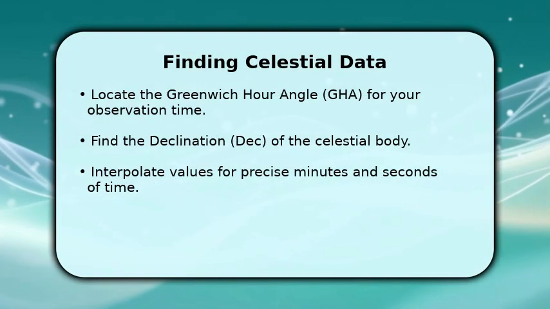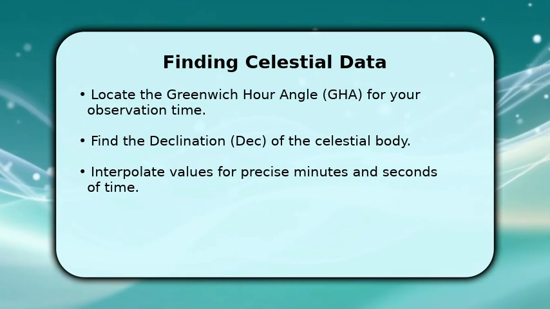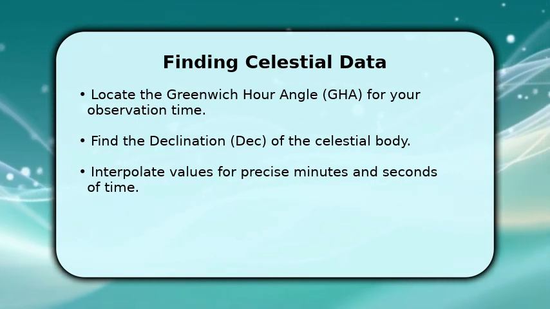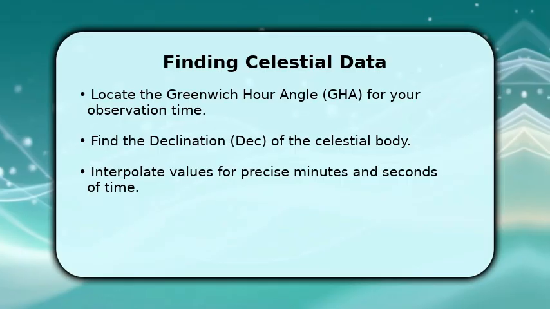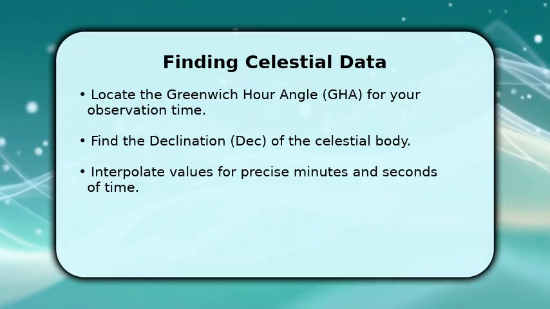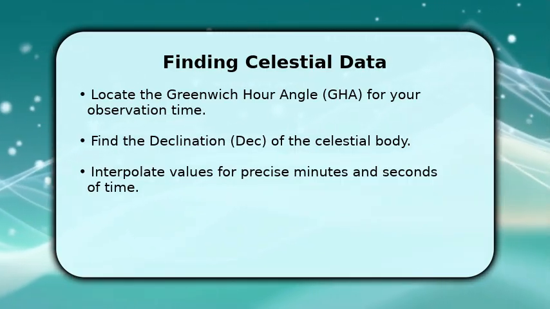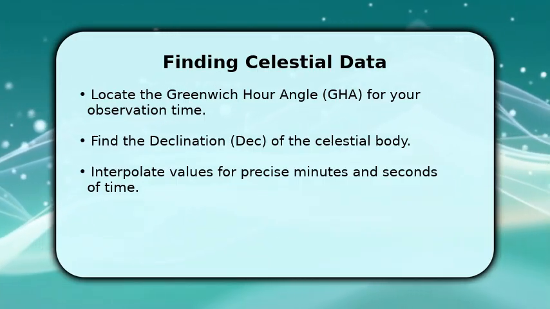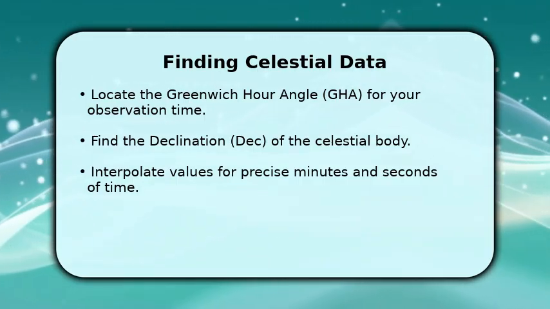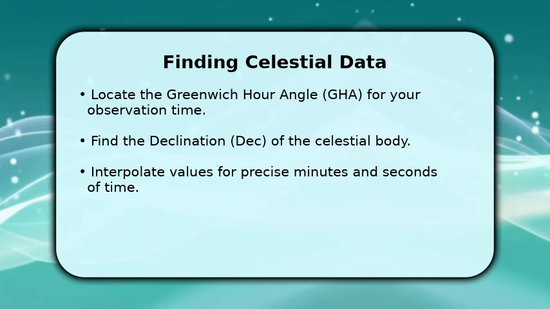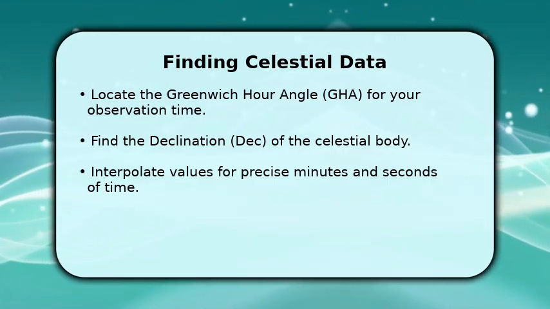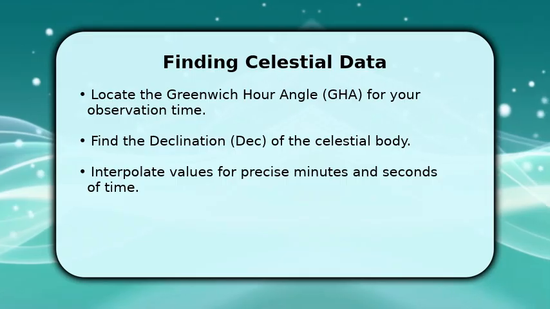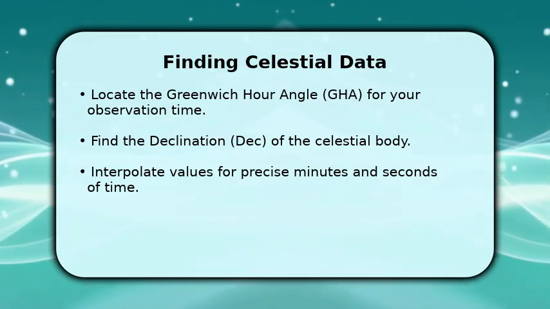To begin, you'll need to find the Greenwich hour angle, or GHA, and the declination for your chosen celestial body at the exact moment of your observation. The almanac provides these values for every hour. For more precise readings, you'll interpolate between the hourly entries for the specific minutes and seconds. Remember to also apply necessary corrections for factors like dip, refraction, and parallax.